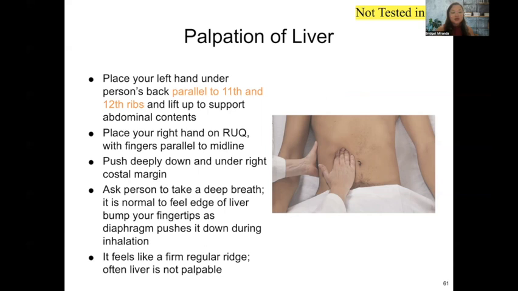And you're going to press deep enough so that you can kind of feel if that liver slides between your fingers or not. And ask that patient to take a deep breath. And sometimes it just kind of slips through your fingers as you're pressing during their inhalation. It should feel like a very regular ridge, very firm, and shouldn't be nodular. But you know, most of the time it's not palpable at all. So it's okay if you can't feel it.